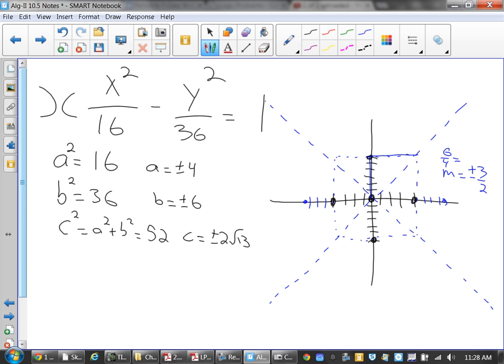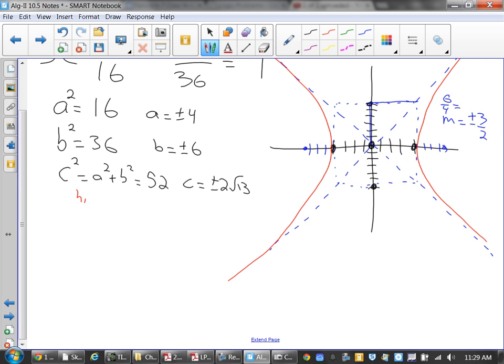And now comes the curves. Hug the asymptote, go through the vertex, hug the other asymptote. Yes, I said hug the asymptote. And that's your curve. All that's left to do is label your points then.